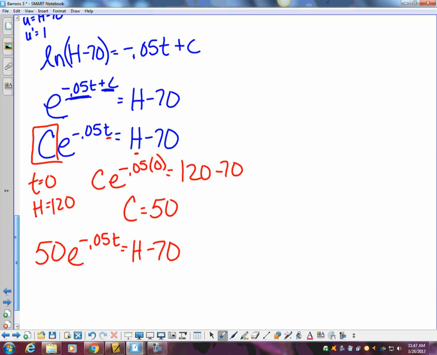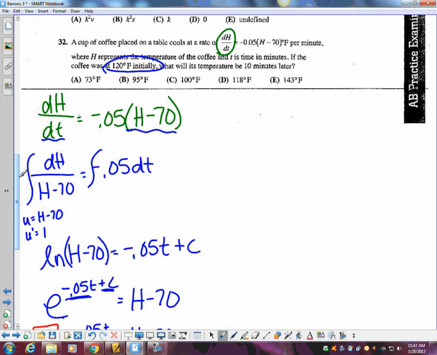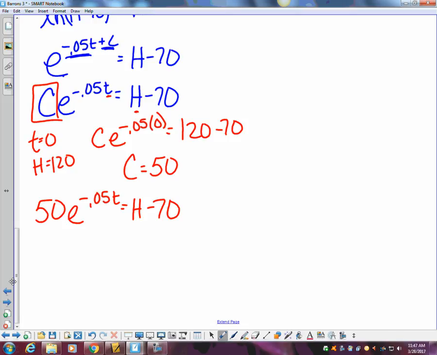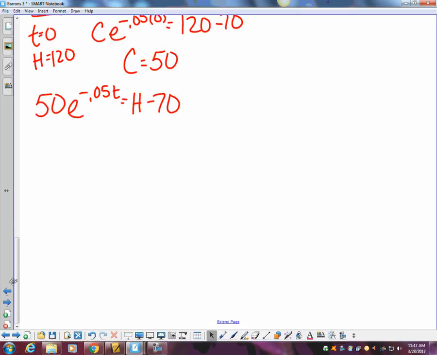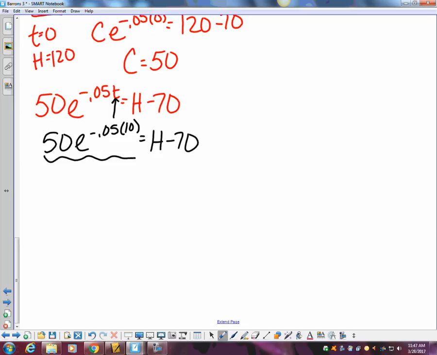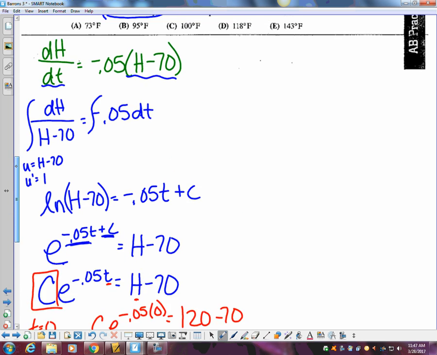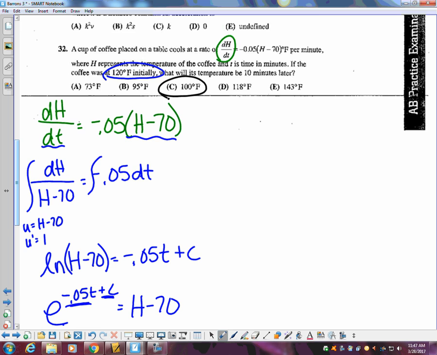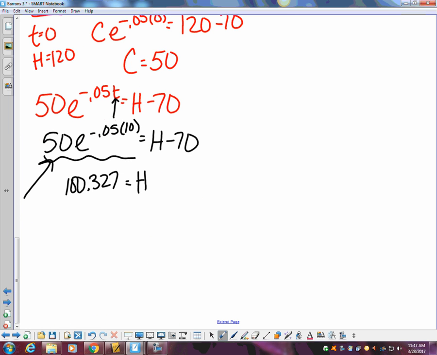Okay, so now I have t and H as my only variables, and it says, what's the temperature in 10 minutes? So all I've got to do is plug in a 10 for my t. You're going to type that whole piece in, and then add 70, and that should give you H. Your answer is 100 and some change. So pause the video, type that in, make sure you're good. And the answer is 100. But again, everybody type that to make sure that you're good.